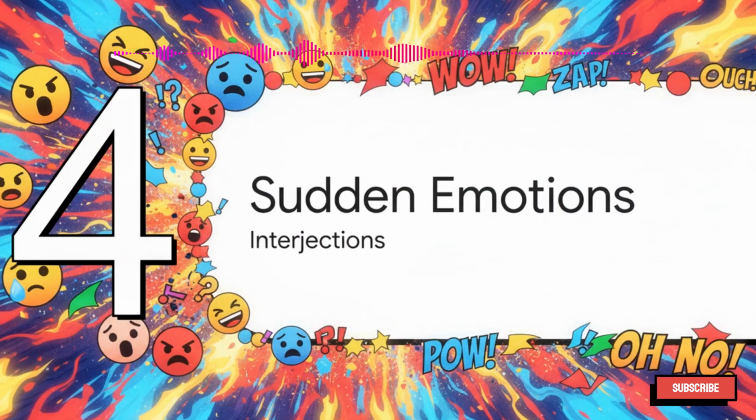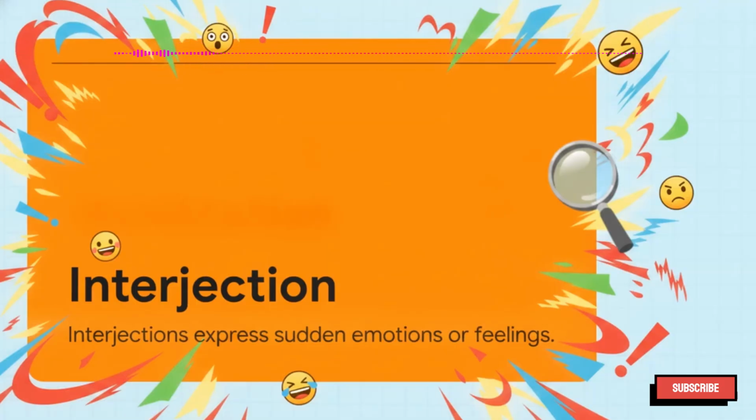Which brings us to part 4, expressing sudden emotions through interjections. But wait. How do we inject raw, sudden, human emotion into all this structured grammar we've just learned? Well, up until now, everything has been very structured, very logical, right? But human communication isn't just about logic, is it? Not at all. So here's our final building block, the interjection.